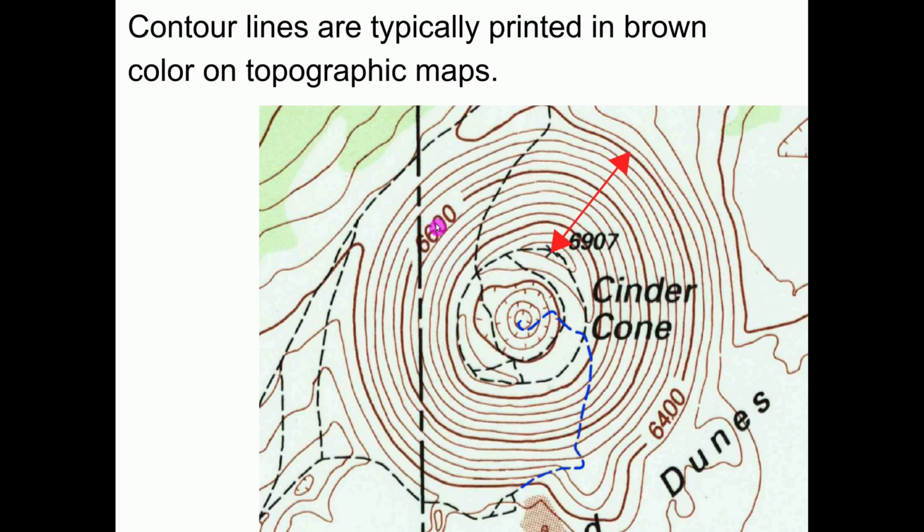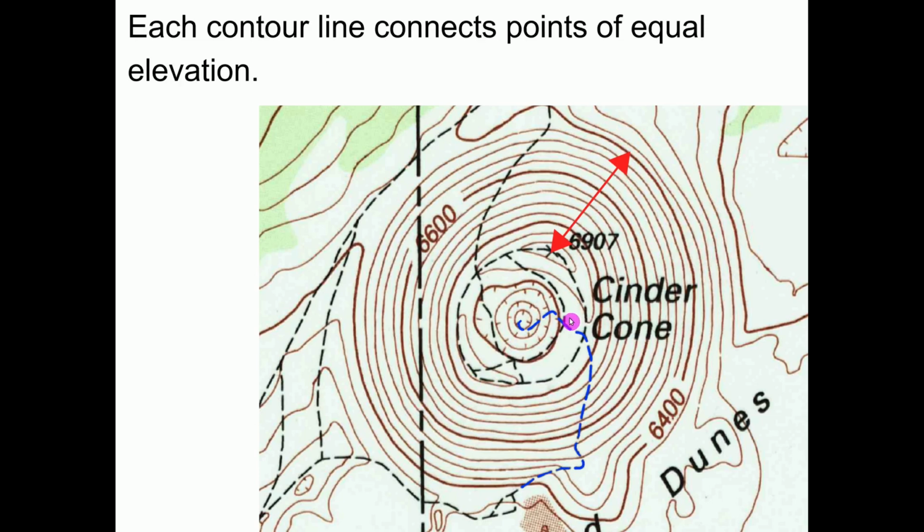So these brown lines, 6,600, 6,800, those are contour lines. Each contour line connects points of equal elevation. So if you walked around this contour line with a GPS unit, you would see that you were always exactly 6,600 feet above sea level, or 6,800 feet above sea level. If you're right here where the X is, that's a point elevation. That would be 6,907 feet.